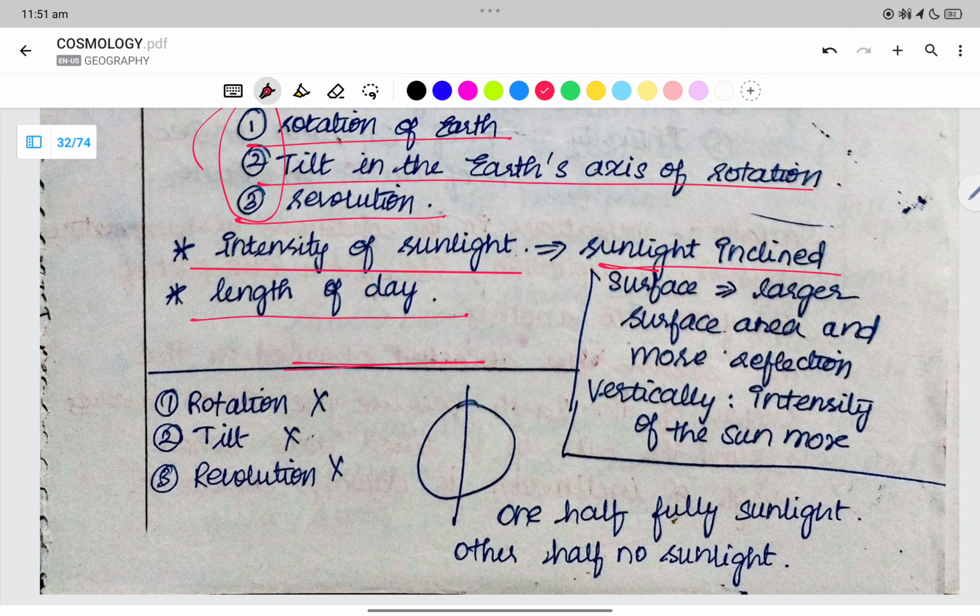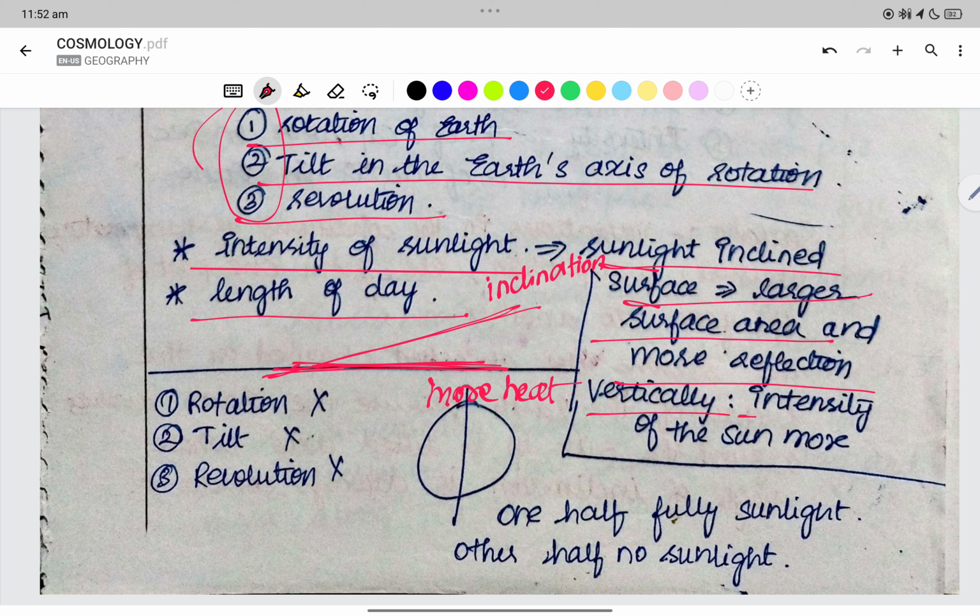When there are vertical rays versus inclined rays, the vertical rays are giving more heat compared to the inclination, right? With inclination the surface is a larger surface area and more reflection. Vertically, it is having more intensity. If it is inclined, larger surface area, more reflection, but less heat. When it is vertical, less surface area, more heat, and less reflection.